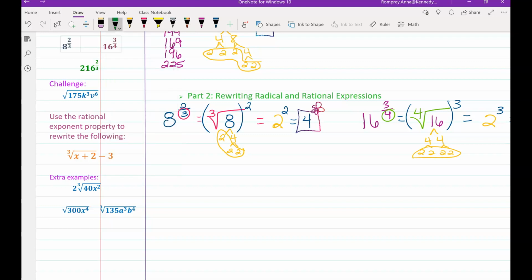All right. Ooh, let's look at this next one. That's a big number. 216 to the 2/3. All right, so what I want you to start with, that's right, that index. So we have an index of 3. So this is a cube root of 216. And once we find the cube root of 216, what are we going to do? We're going to square it.